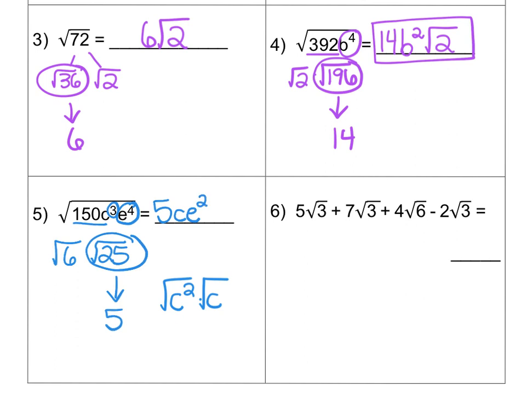So now I need to go back and look at what I still have inside the radical. And I've still got a 6 and a c. So I'm going to have to leave those inside the radical as I'm simplifying. So 5c e to the second times the square root of 6c.